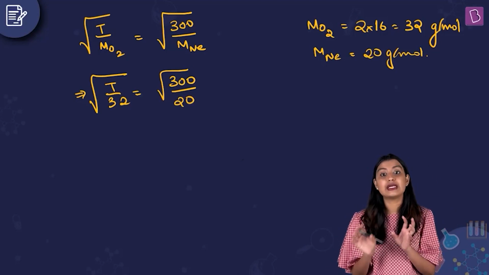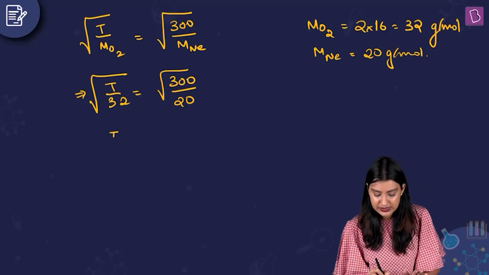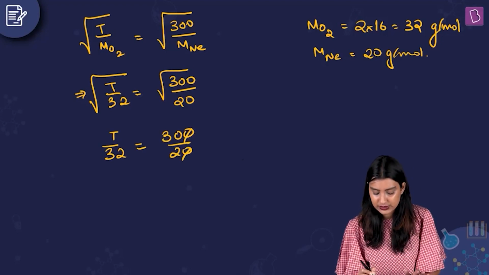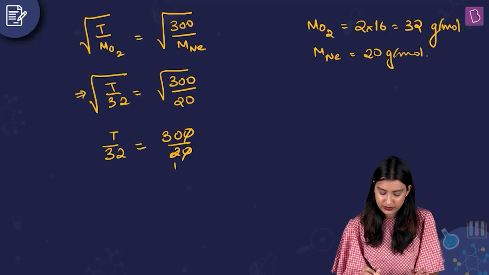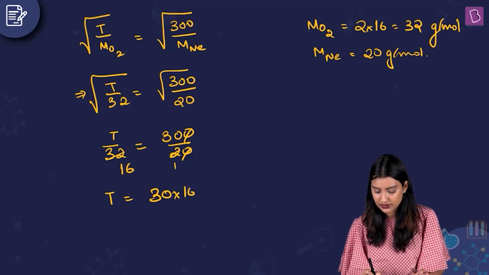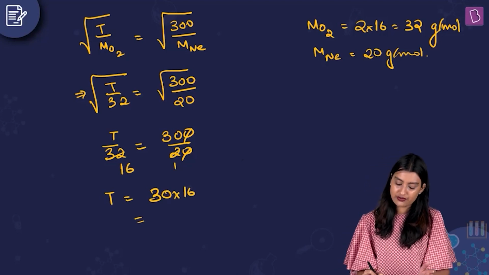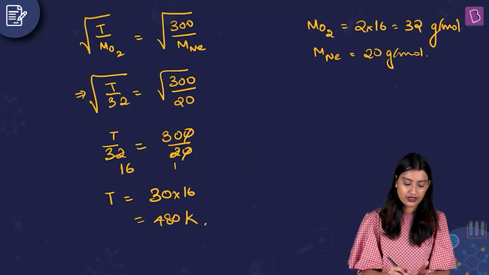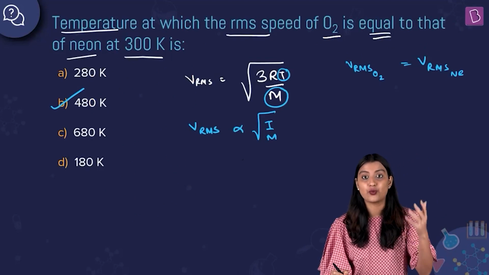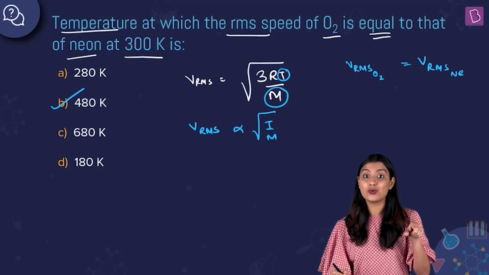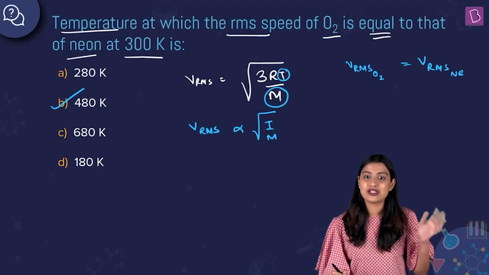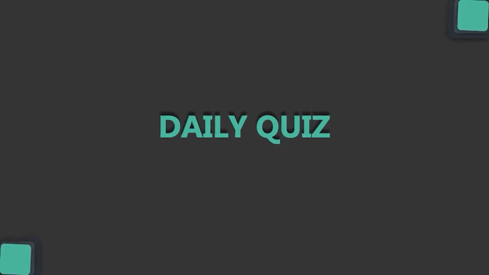Okay, I'm going to equate the magnitude under both of these square roots, which means T by 32 is equal to 300 by 20. So this and this will get cancelled. What else do we have? We'll cancel out 20, we'll cancel out 10 into 16. So you have T is equal to 30 into 16, which is nothing but 16 3s are 48, so 480 Kelvin, right? 480 Kelvin is here in option B. So option B, 480 Kelvin is the temperature at which the RMS velocity of O2 becomes equal to the RMS velocity of neon at 300 Kelvin, which means option B is going to be the right answer to this question.